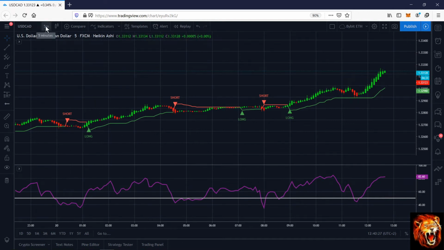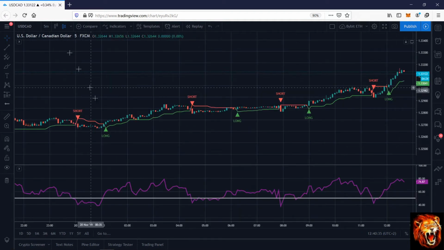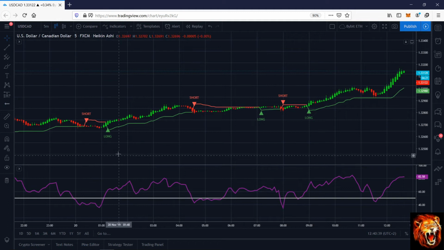So you're on 5 minutes to start with. I use the Heiken Ashi candles that you can see here. You can use regular candles if you so please. It's entirely up to you. I just prefer the Heiken Ashi candles because it gives a clearer indication of the momentum and direction of a particular move.